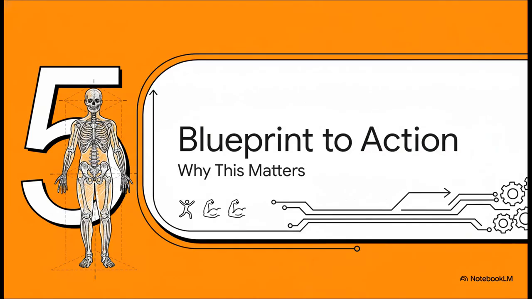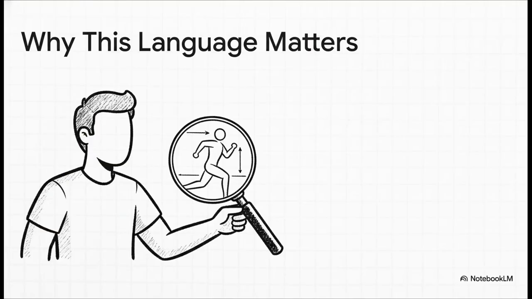So, we've got the starting point, we've got the hardware, and we have the software commands. We've built the whole blueprint. But you might be wondering, okay, cool, but why does any of this actually matter outside of a textbook? Why is this blueprint so important? Well, it's because understanding this language is the key to unlocking human potential.